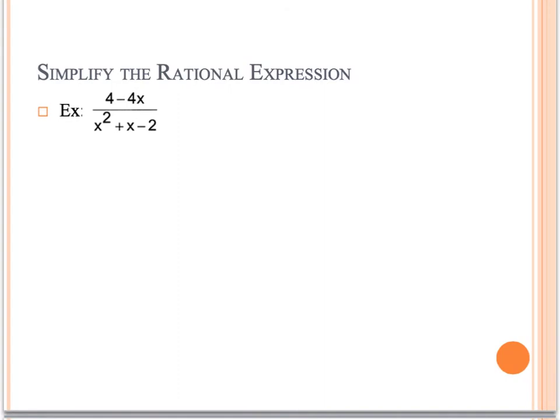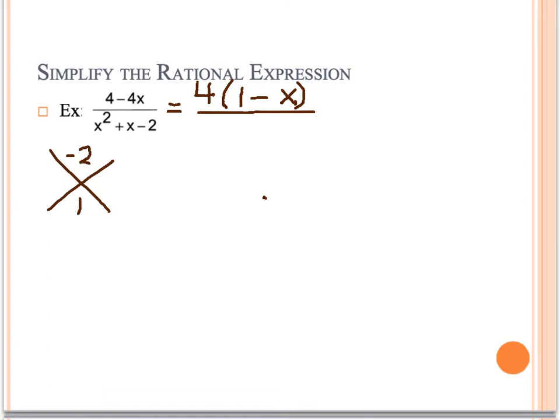Okay, here again I'm going to factor the numerator and the denominator of this rational expression. I see a common factor of 4 in the top, the numerator, so I get 1 minus x. In the denominator here, I need something to multiply to -2 but add to 1. And I know that to be a -1 and a positive 2. So the denominator gets factored into x minus 1, x plus 2.